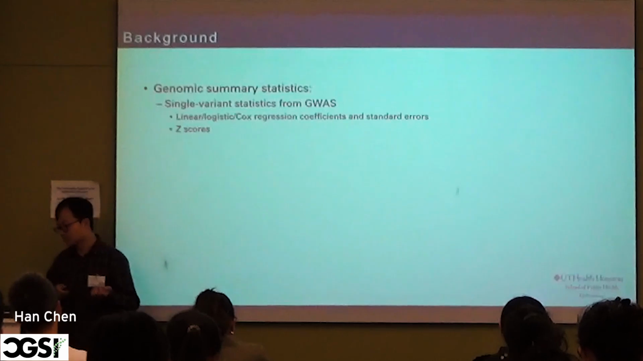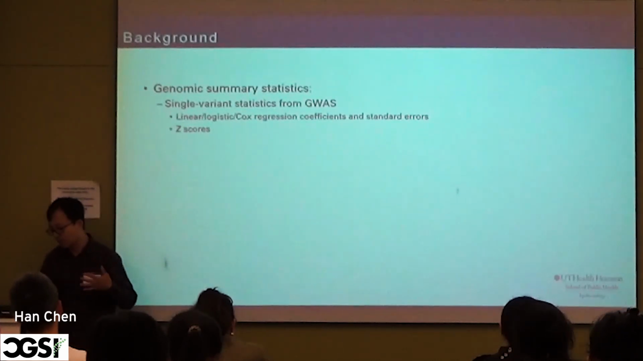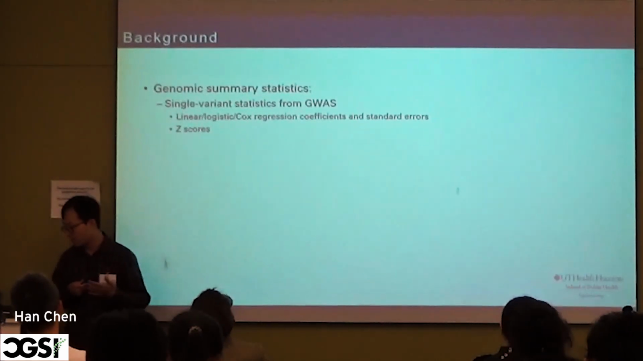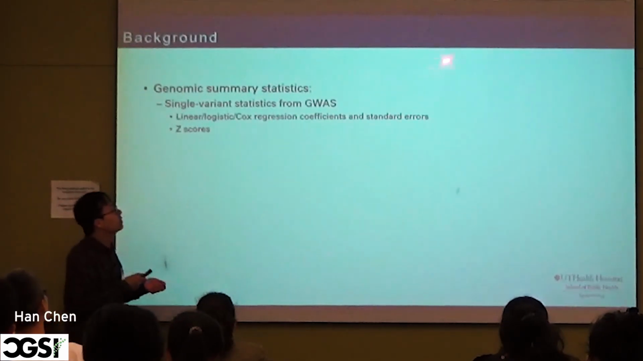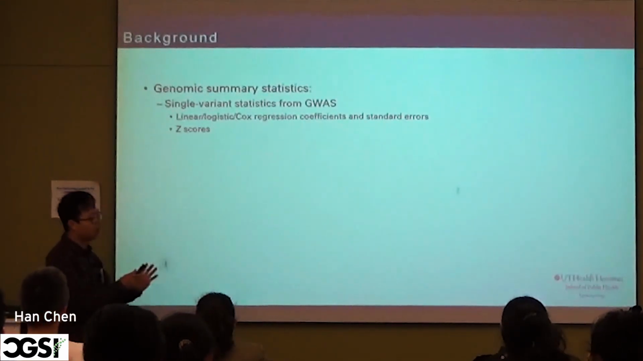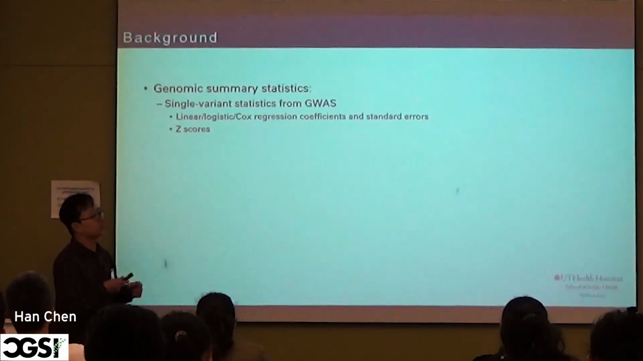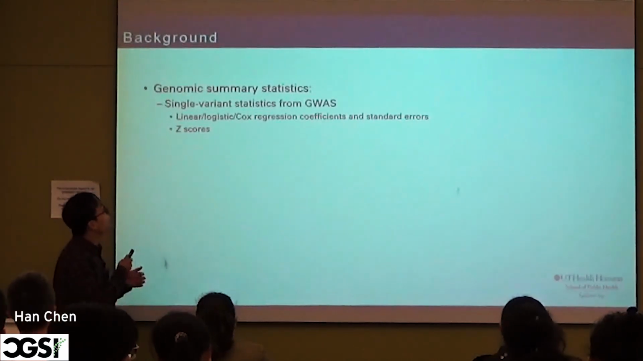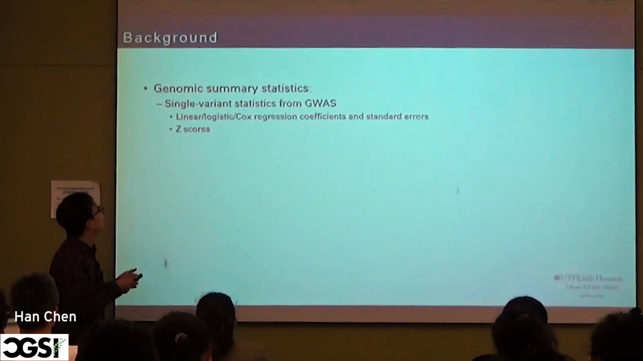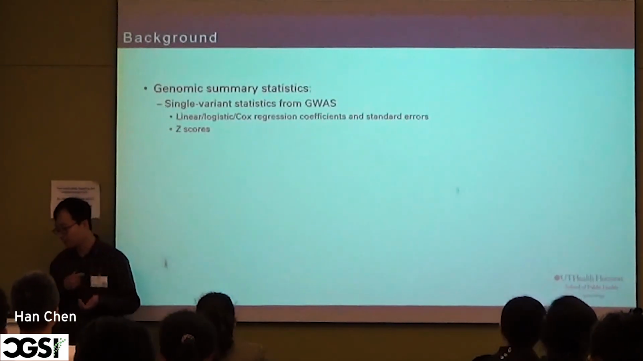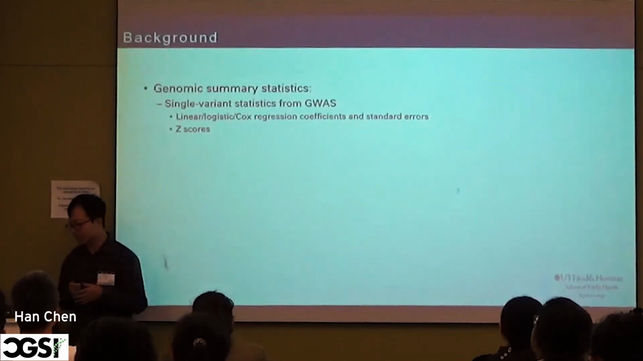From genome-wide association studies, usually you can run a linear, logistic, or Cox regression and get the regression coefficients and standard errors. You get one of these values for each SNP or genetic marker, and then you get millions of them across the whole genome. Or sometimes people also use Z-scores, which is the regression coefficient divided by its standard error.